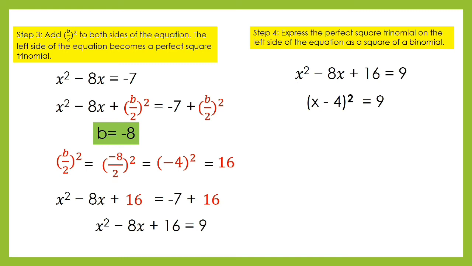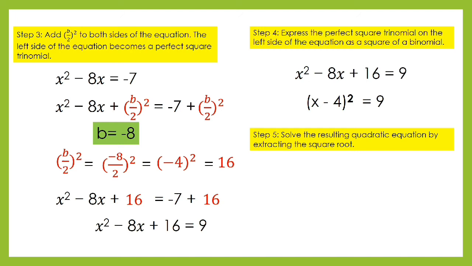How about 4? Si 4 ay nakuha natin by square root of 16, which is 4. Si negative sign ay nakuha mula sa sign ni negative 8x. So, ikokopya natin ang sign ng middle term. And then, square. Kaya tinawag siyang square of a binomial. Then, copy equals 9.